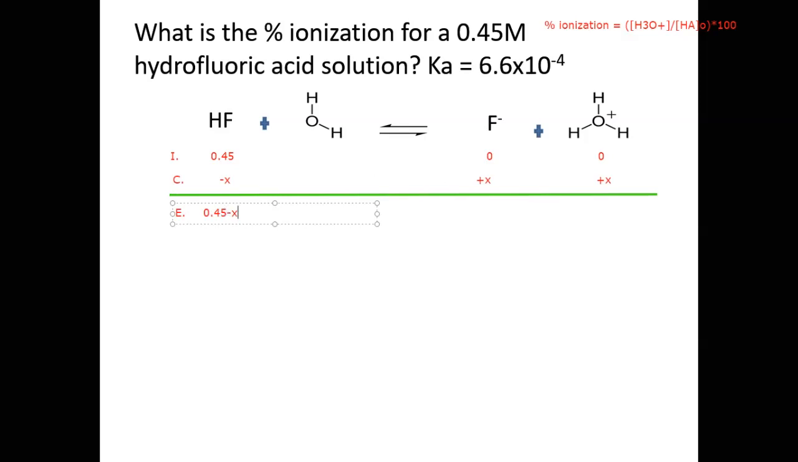0.45 minus x. X. Now again, small k, lowered concentration. We can rest assured that we're confident we can do the approximation. And now we can solve for x. So we get 6.6 e to the negative 4 equals x squared over 0.45. I hope since we've been doing this, you'll see that we're doing kind of the same thing over and over again.